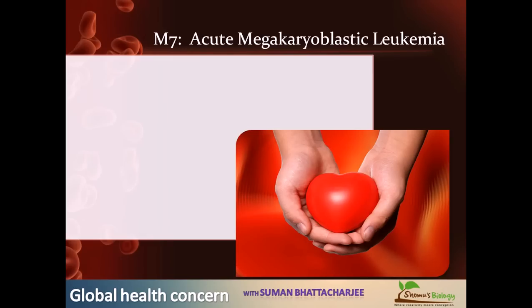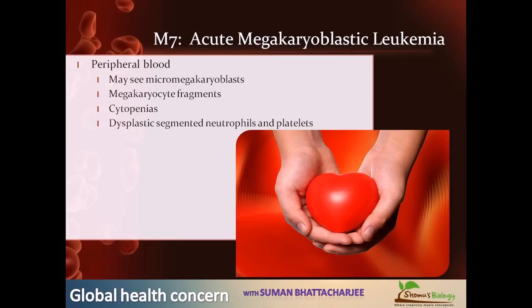M7 is acute megakaryoblastic leukemia. Now, megakaryoblast is another type of cell, and in the peripheral blood you may see micromegakaryoblasts. I mean megakaryoblasts, but in a small form. Then you can see fragments of megakaryocytes, and you can also see dysplastic segmented neutrophils and platelets in the blood. All these things singularly can't give you the idea of what is going on. You need to rely on many more things. You first rely on these, then correlate other symptoms with the clinical condition and with these studies from the peripheral blood analysis as well as the bone marrow analysis, and we can get the answer, right?